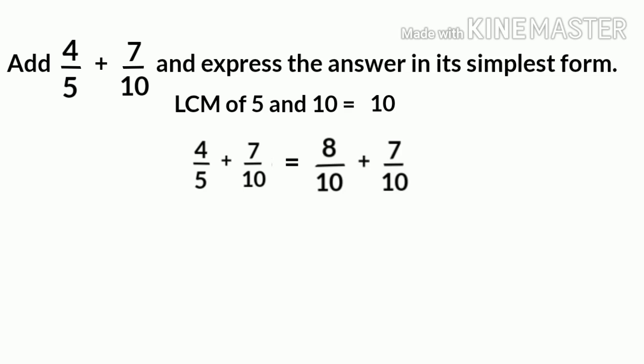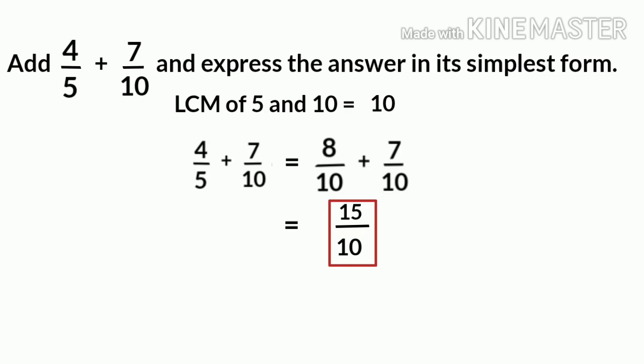And since the denominators of the fractions are same, we will only add the numerators and the denominator will remain the same. That means 10 will remain the same and we will only add 8 and 7. 8 plus 7 is 15. So when we add 4 by 5 and 7 by 10, we get 15 by 10. But if we observe the numerator and denominator of this fraction, we can say that 15 and 10 have common factors. So it is not in its simplest form.